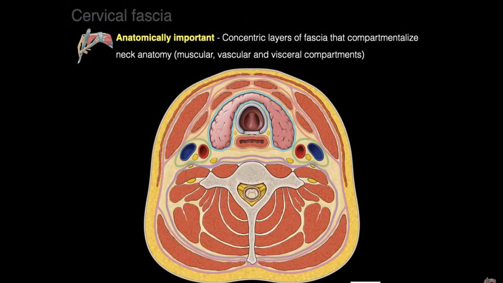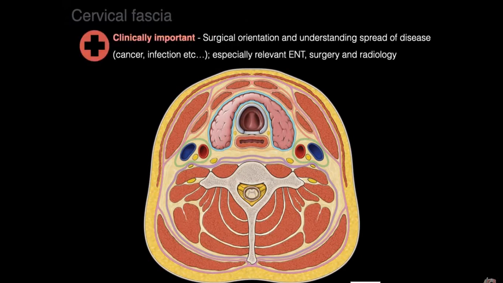Anatomically, cervical fascia is important because it forms concentric layers of cervical fascia that compartmentalize the neck anatomy, like muscular, vascular, and visceral compartments. Clinically, it's important because of the surgical orientation it provides and the understanding of spread of diseases like cancer and infection, and especially relevant in ear, nose, and throat surgery and radiology.